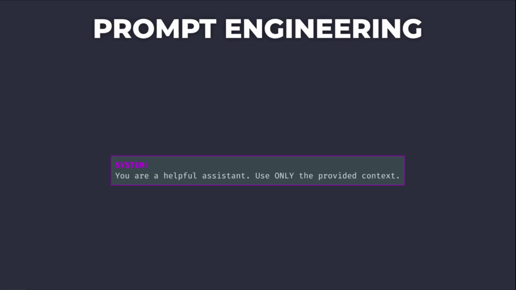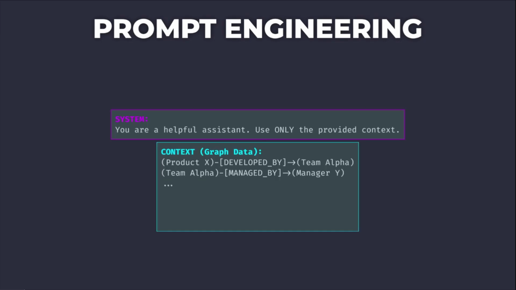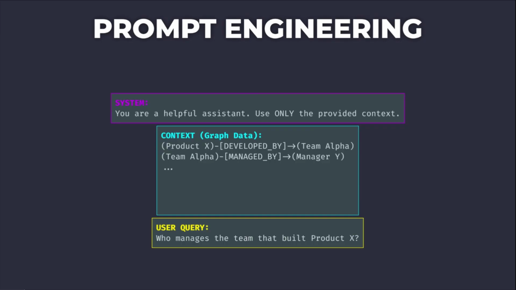The retrieved subgraph context must be presented clearly to the LLM. Prompt engineering involves structuring the serialized graph data effectively. Use clear delimiters to separate the context from the user query and instructions. Instruct the LLM explicitly to base its answer only on the provided graph context. This constraint is vital for minimizing factual errors.